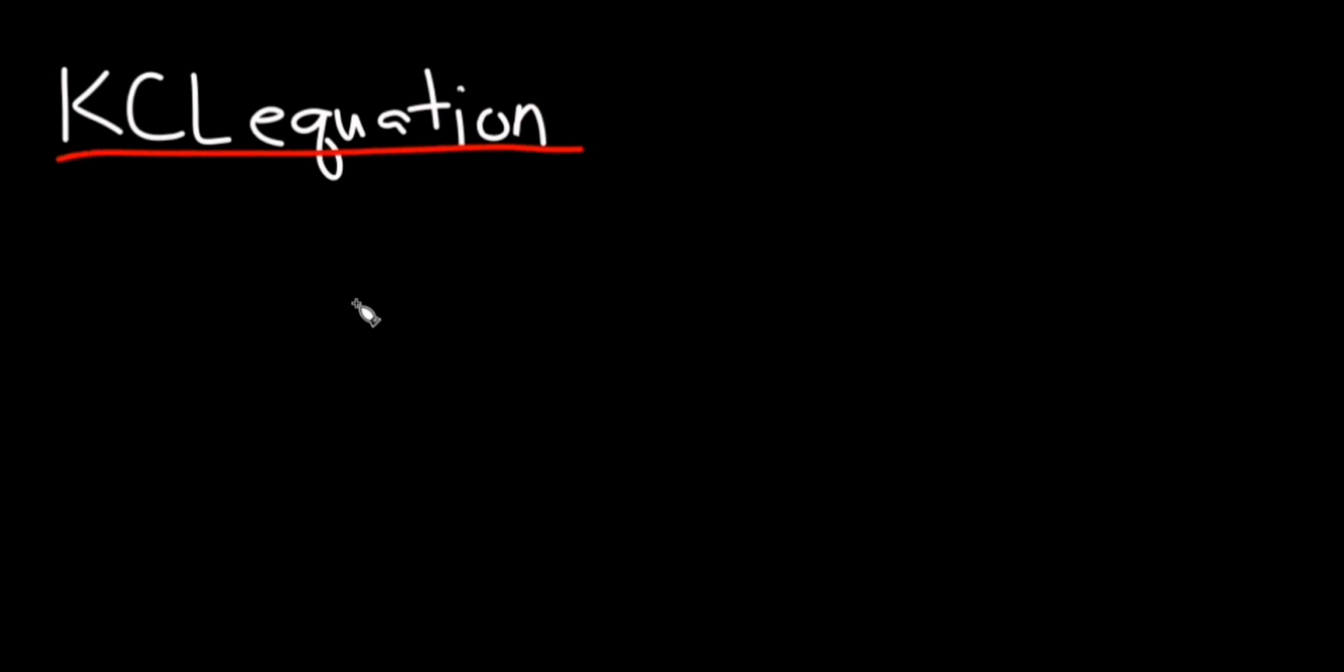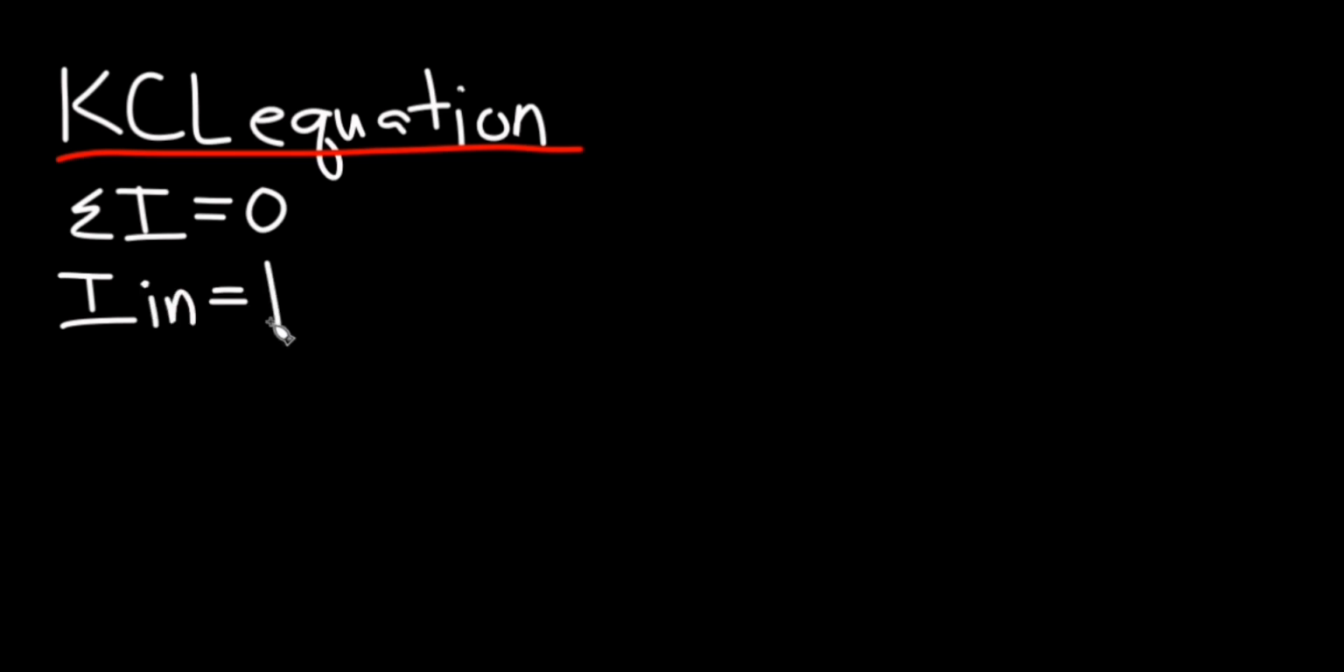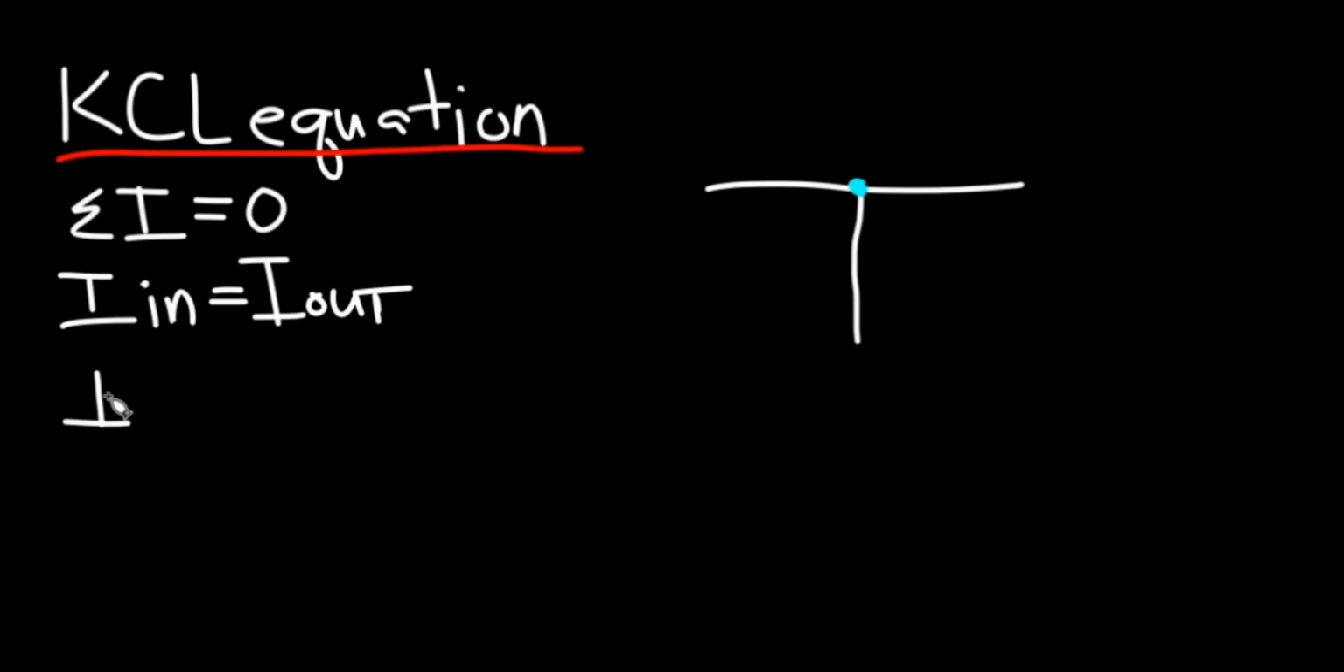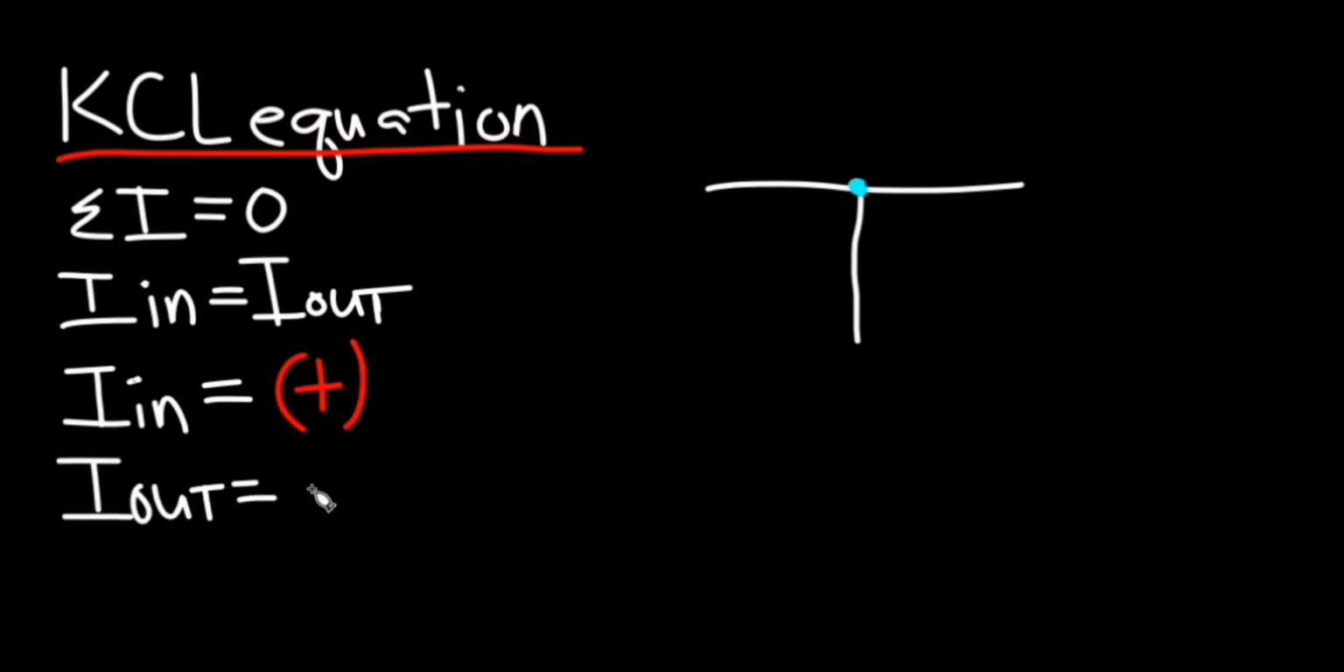Hi guys, in this video we will talk about how to write Kirchhoff's current law or KCL equation. This law states that the sum of all currents in a junction will be equal to zero. In other terms, the current entering a junction in a circuit will be equal to the current leaving the junction. Let's have this point or junction in the circuit. All the current entering will have positive signs, while all the current leaving will have negative signs.